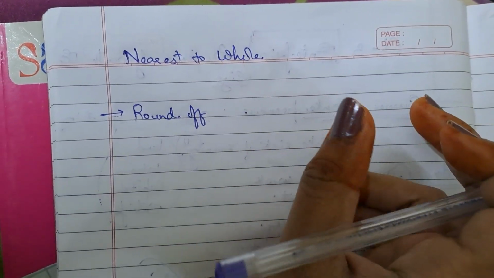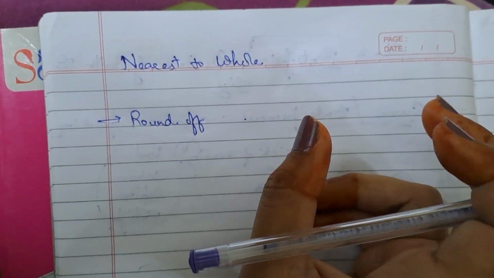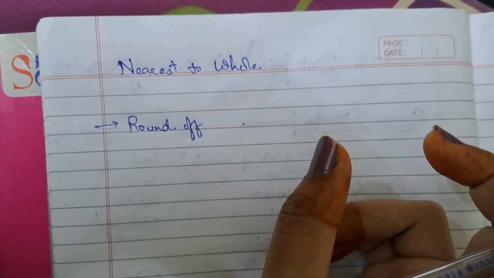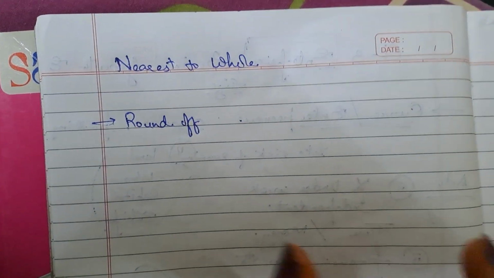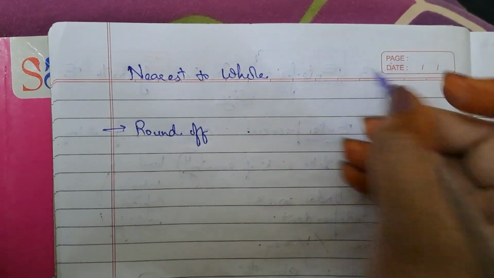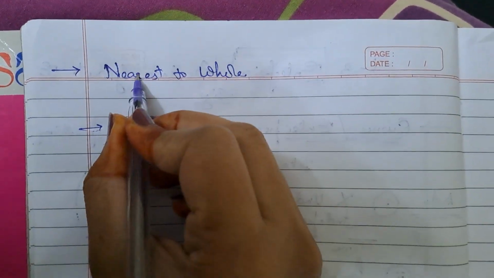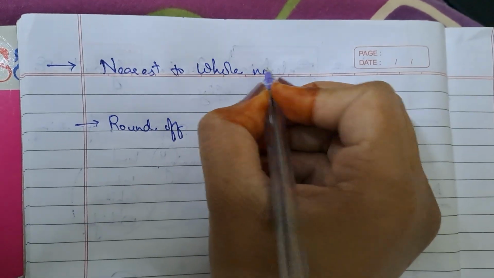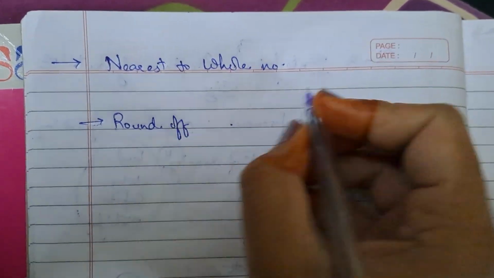In some questions they are asking you to write it in the standard form or in the significant form, or up to 2 decimal places. So these are the conditions that an answer is supposed to be given in. What are the things that they are asking? Write it to the nearest whole number, that's one thing. Round off is the next thing they are asking.